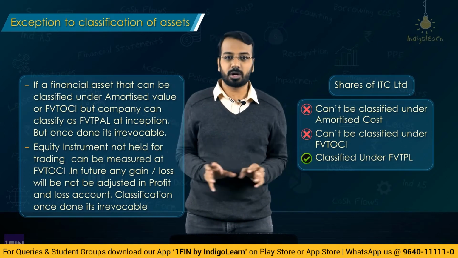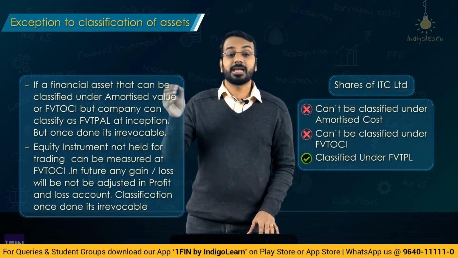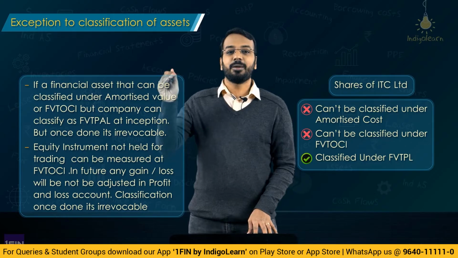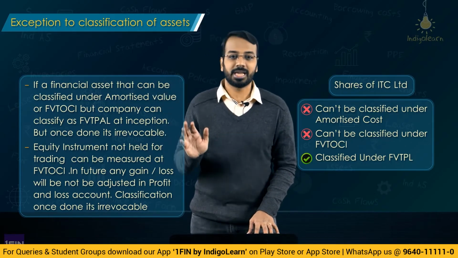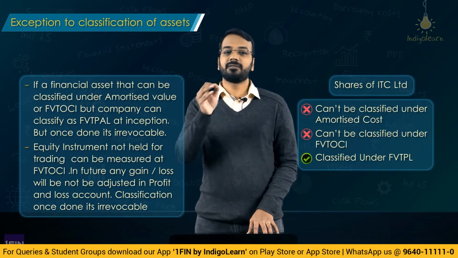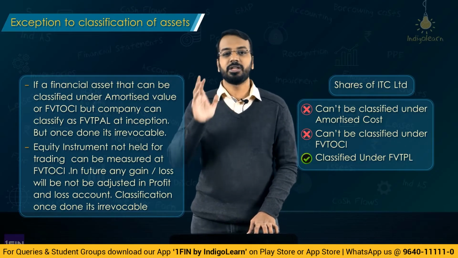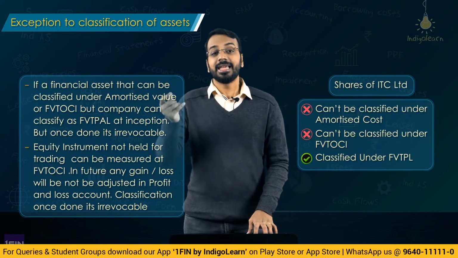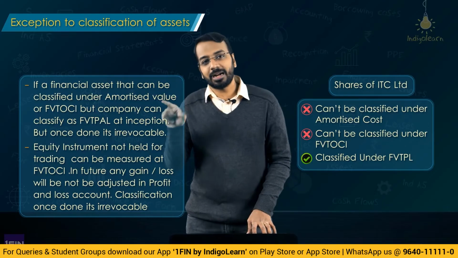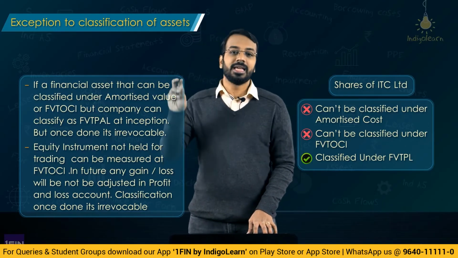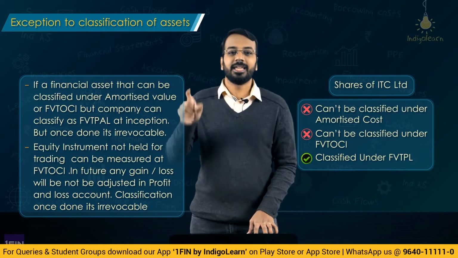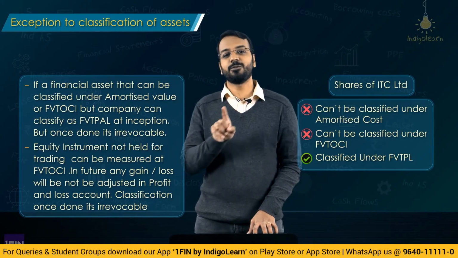So, two exceptions we talked about. First exception is something which can be measured under amortized cost or fair value through OCI, that can be measured as fair value through P&L. It is also an irrevocable choice. The second is equity instruments which are not held for trading. Please always remember, if something is held for trading, it always will be classified as fair value through P&L.